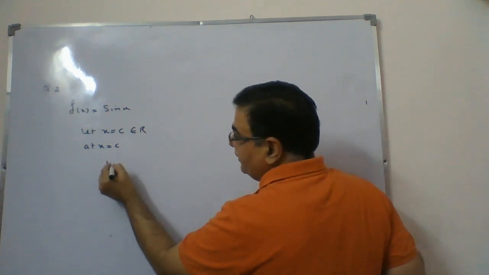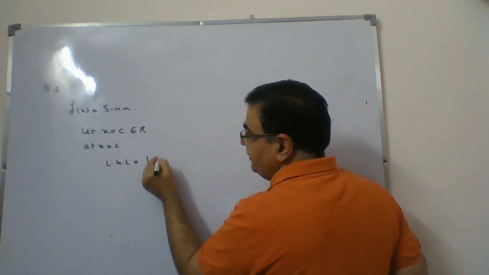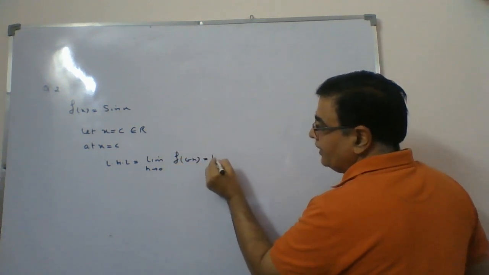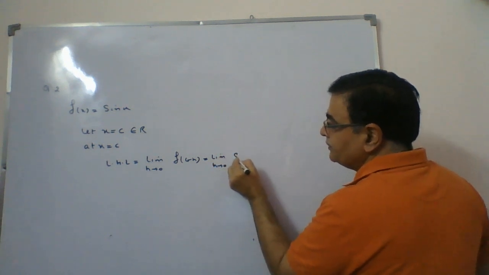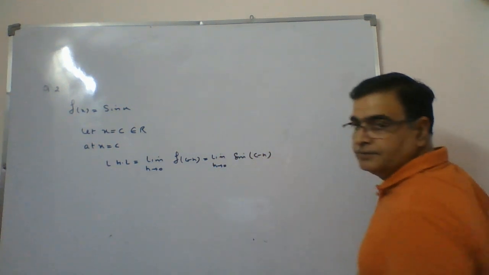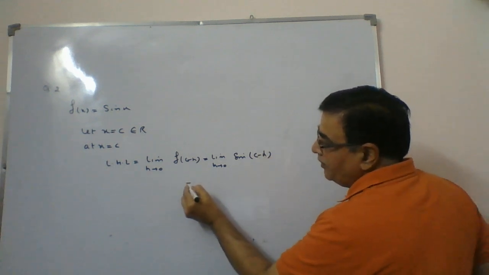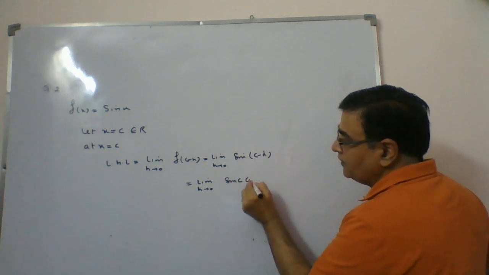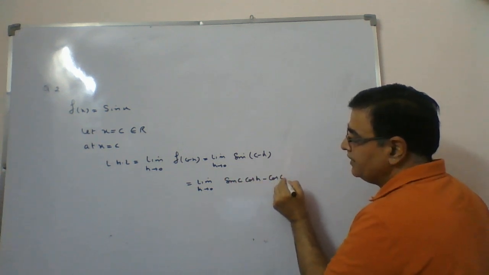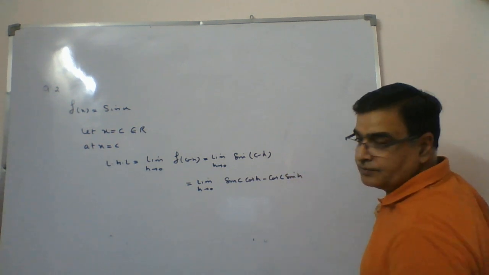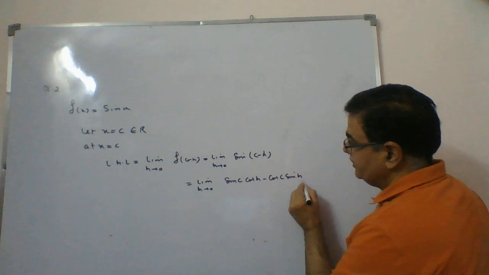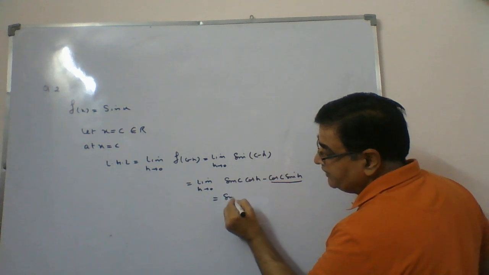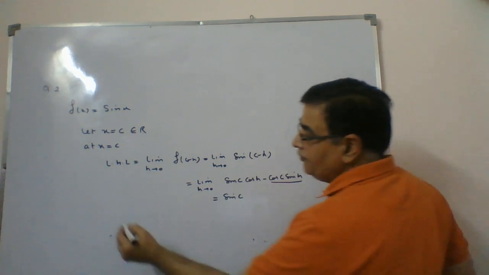So first we go for the left hand limit. We will say limit h approaches 0 of f(c - h). Then we write this as limit h approaches 0 of sin(c - h). Now when you solve it, it will come out to be limit h approaches 0 of sin c cos h - cos c sin h. As h approaches 0, this part is 0 because sin 0 is 0 and cos 0 is 1 only. So it will come out to be sin c. Same way when we go for the right hand limit.